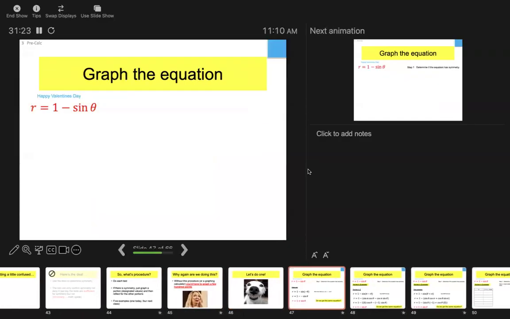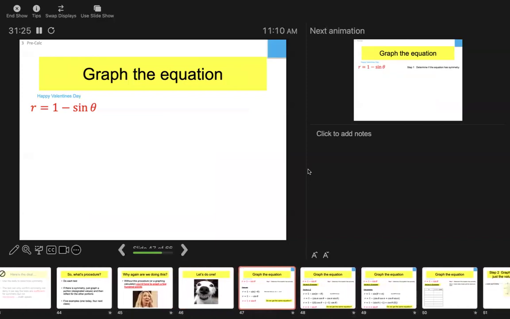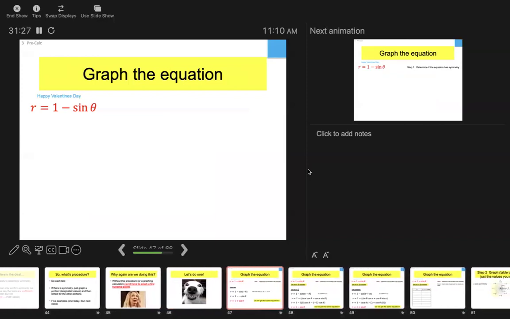All right, here we go. We're going to do one. Happy Valentine's Day. It's going to be a heart? We'll see. Hey, notice from its shape, do we have this form yet? We've had r equals sine theta. Have we had anything that looks like this? Did we have anything with a plus or a minus? No, not yet. So this one's new.